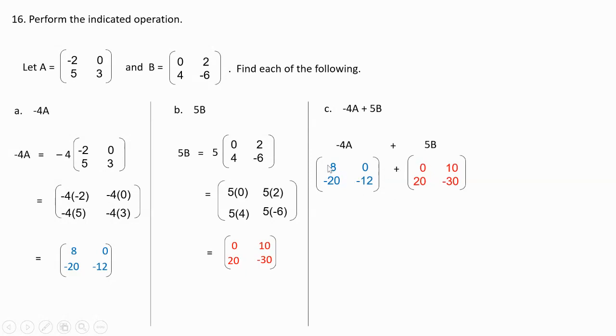So when you add matrices, right, they have to be the same size in order for you to add them or subtract them. So here it's going to be 8 plus 0, and then 0 plus 10, negative 20 plus 20, and negative 12 plus negative 30. So the answer will be 8, 10, 0, and negative 42. This is the answer for part C, which is negative 4a plus 5b.